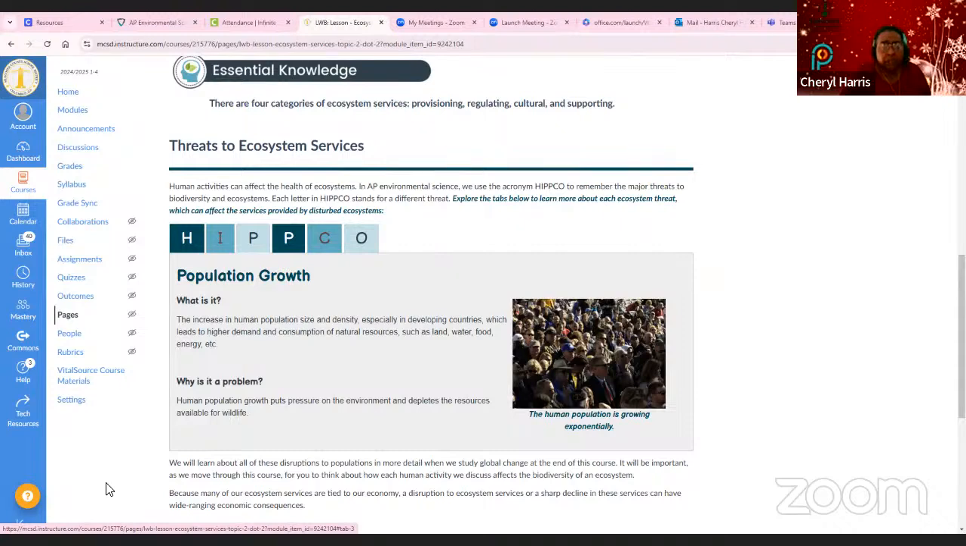Again, weighing things out. Why is it a problem? Why are we concerned about the population growing? It's because of the kind of pressure that it puts on the environment.